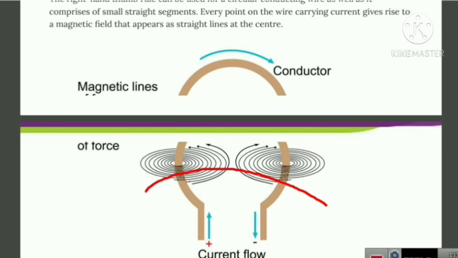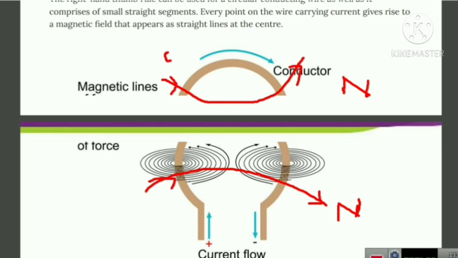But when we come near to the center of the circular loop, here the direction will be north to south, because this is the north end. This is also the north end. So how will the direction be? Here it is, because at the north pole magnetic field lines are produced, here also at the north pole, and they end at the south pole. This is the south pole.